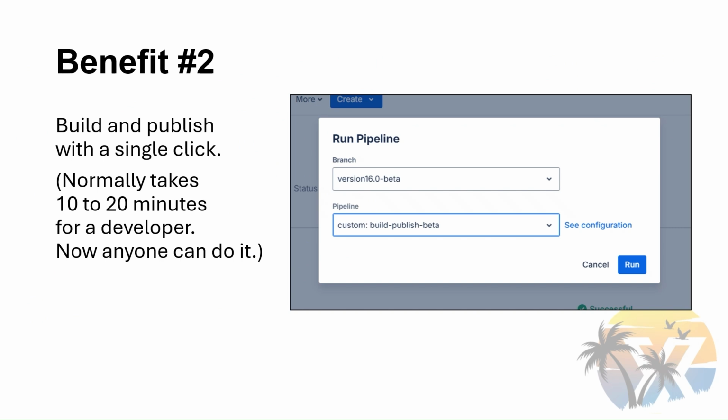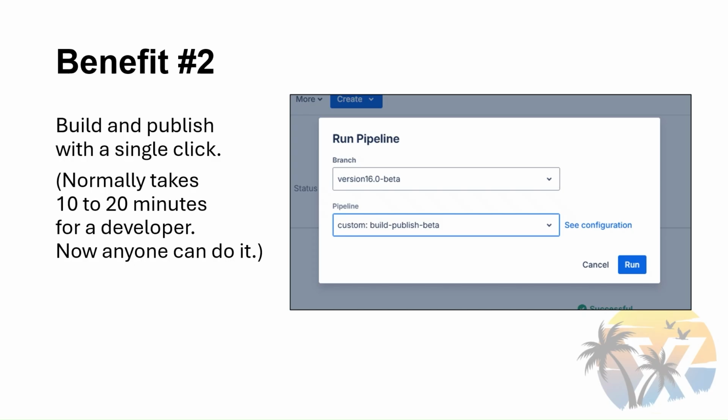Benefit number 2. So the first one was it does automatic build tests, essentially. We weren't actually uploading or doing anything with those builds. We were just checking to make sure that their code compiles. Benefit 2 here is we are actually building and publishing with a single click. I'll say that in asterisks because in this UI right here, it's technically 3 clicks. You have to click branch, then you have to click the pipeline, then you have to click run.